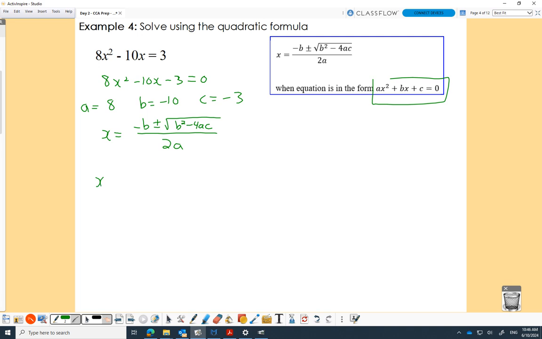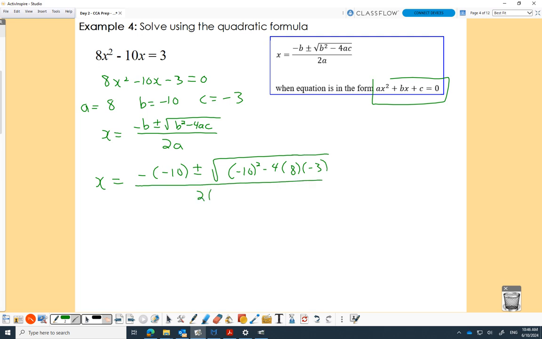So I get x equals negative 10. Negative 10. Yes, really? Negative 10? I noticed on your test sometimes people would just write positive 10. They're like, okay, I know what's happening there. But I write it here just so you can see where that's coming from. And then b squared, which is negative 10 squared, minus 4 times 8 times negative 3, all over 2 times the a, which is 8.